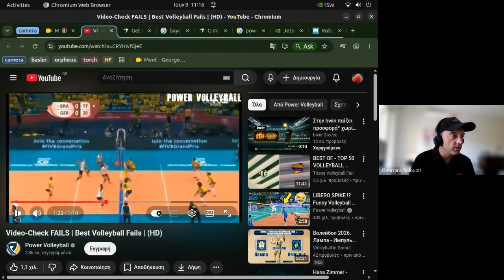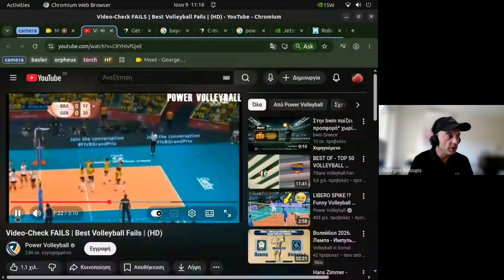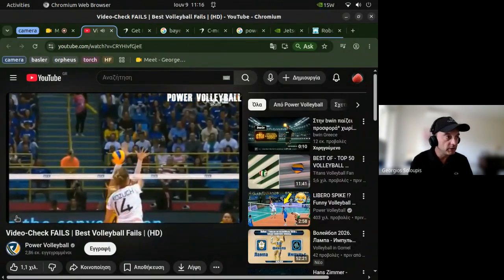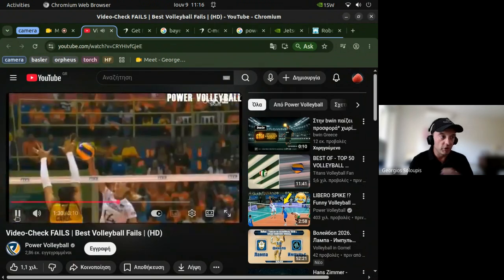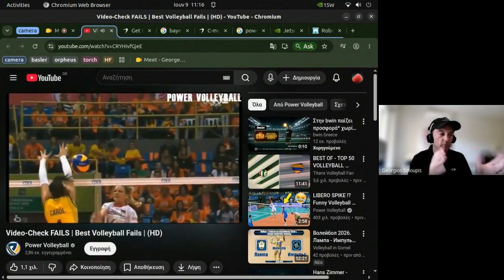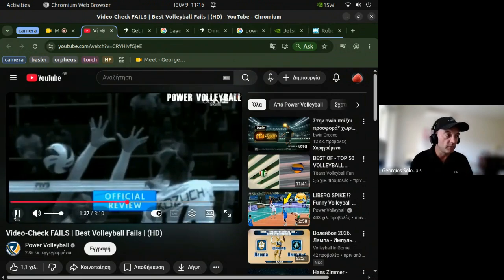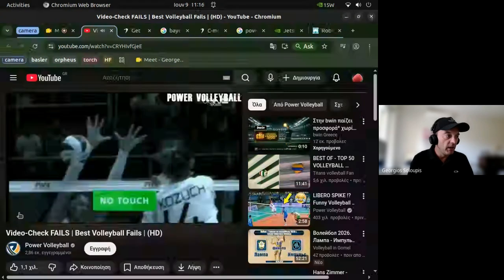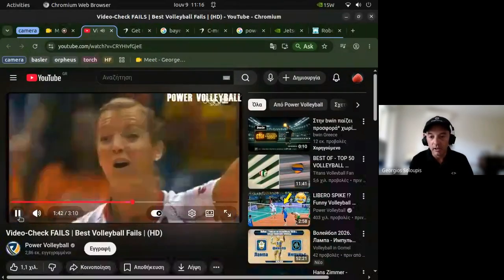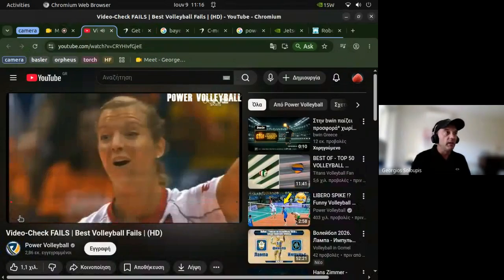And the last one is here, where you see again an attack, and the opponent tries to block it. From this point of view you see the z-axis, and you don't understand much from this axis. You see here from the video check and the official review, it's not very clear that the ball touched the arm of the opponent. So the outcome was no touch, but of course, if you see this from a different angle, it was definitely a touch.